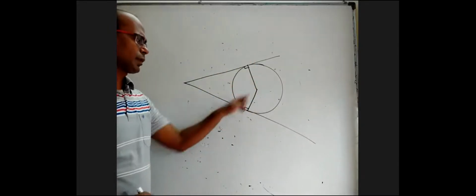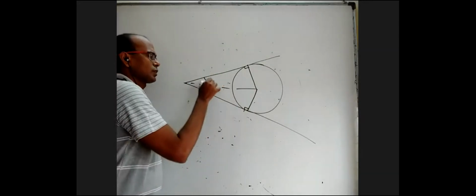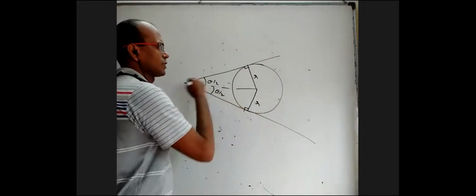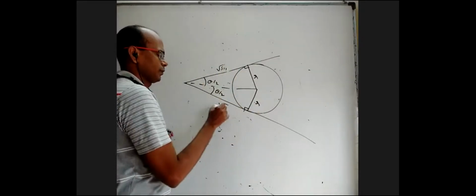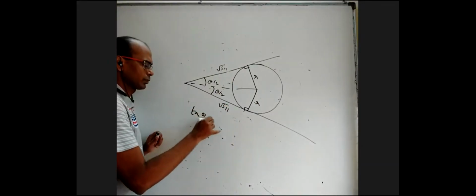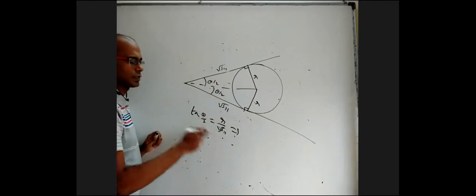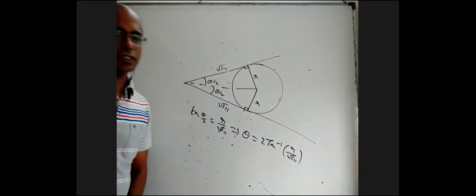At the point of contact, the radius and tangent are perpendicular here also. If the angle between these two tangents in total is theta, this is theta by 2, this is theta by 2. This is r, the radius, and this is the length of the tangent, root S1. So tan theta by 2 is r by root S1. We send this tan to that side, theta will come 2 tan inverse r by root S1. That is the formula for the angle between the tangents from an external point.